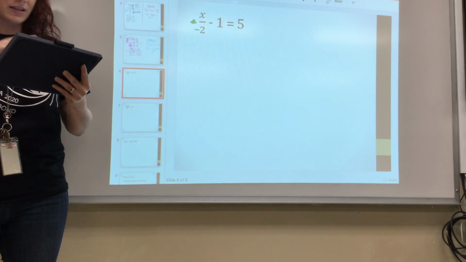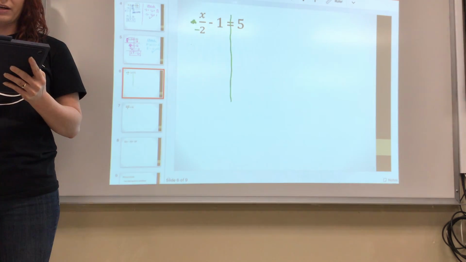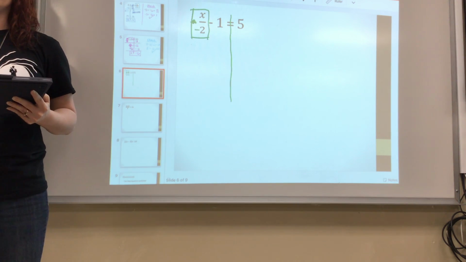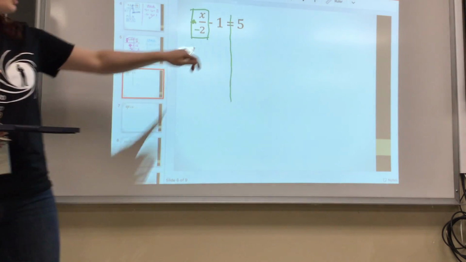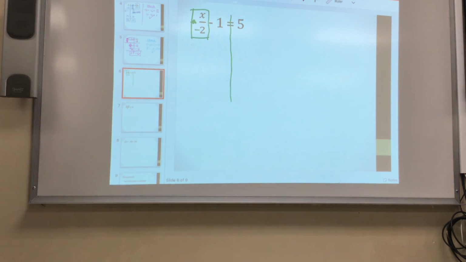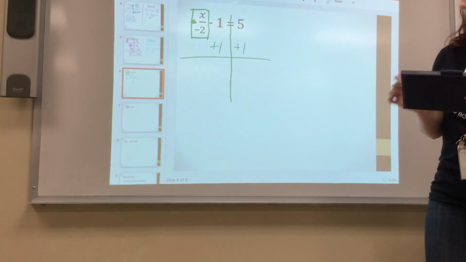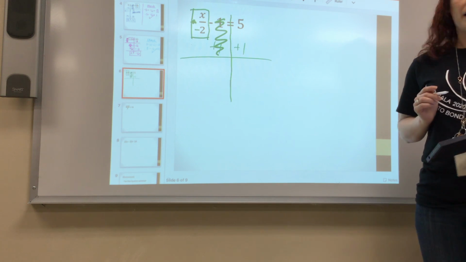Okay, so Jude reminded us, he said, okay, so we get rid of the number without the variable first. That is correct. So I'm going to put a box around the number that's with the variable, which means I need to get rid of that -1. Evelyn, how do I get rid of a -1? What's the inverse though? Positive 1. I need to add 1 to both sides. Don't forget to use inverse operations. So -1 plus 1, those are inverses. Then I can get rid of that.